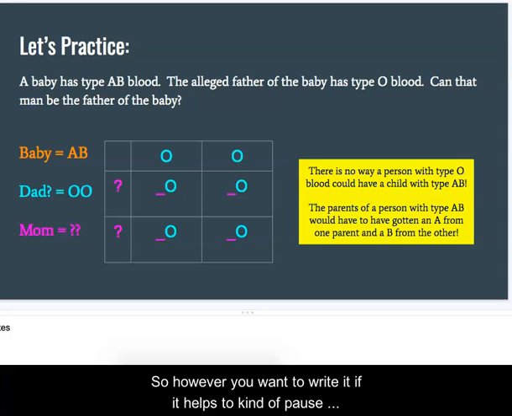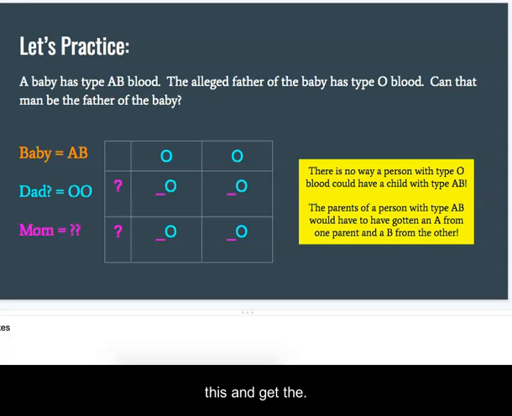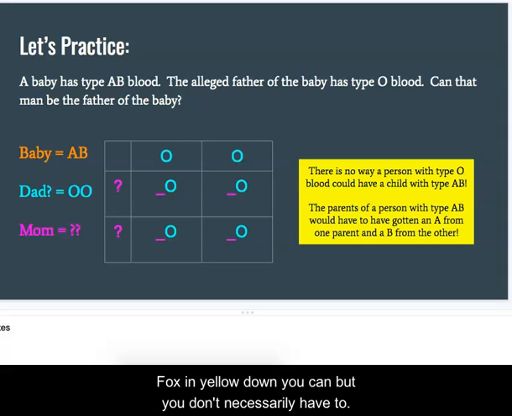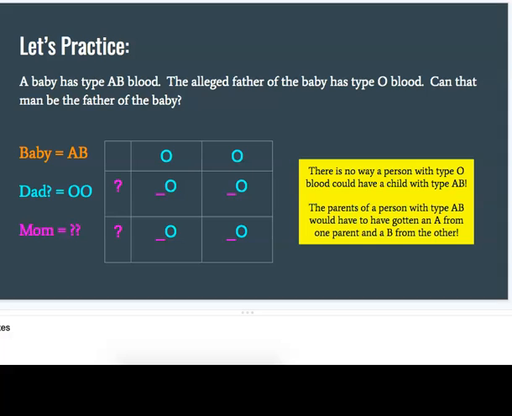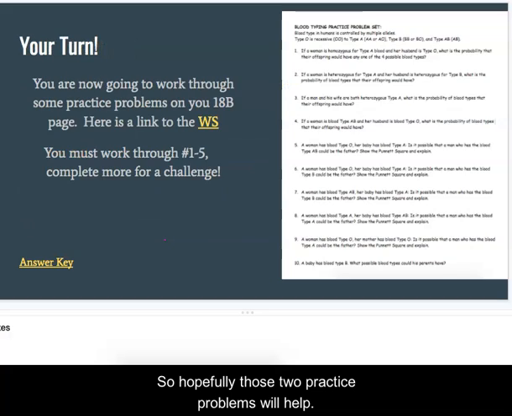So however you want to write it, if it helps to pause this and get the box in yellow down, you can, but you don't necessarily have to. In this problem, we were still able to solve without actually knowing anything about the mother. We just know that it's not possible for a dad with type O to have a kid with AB. Okay, so hopefully those two practice problems will help.